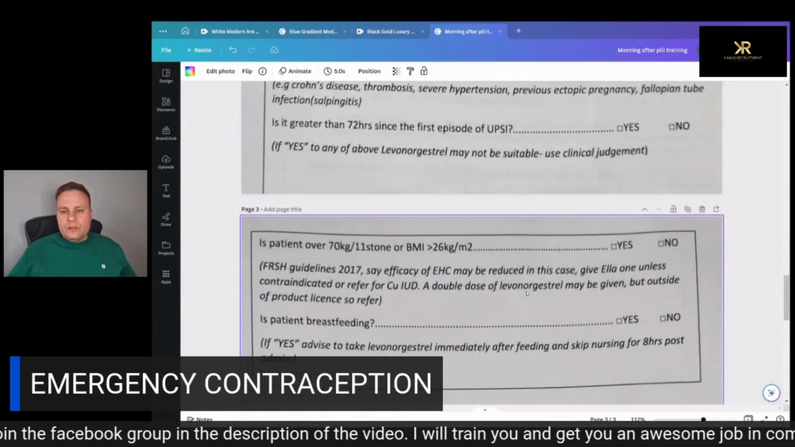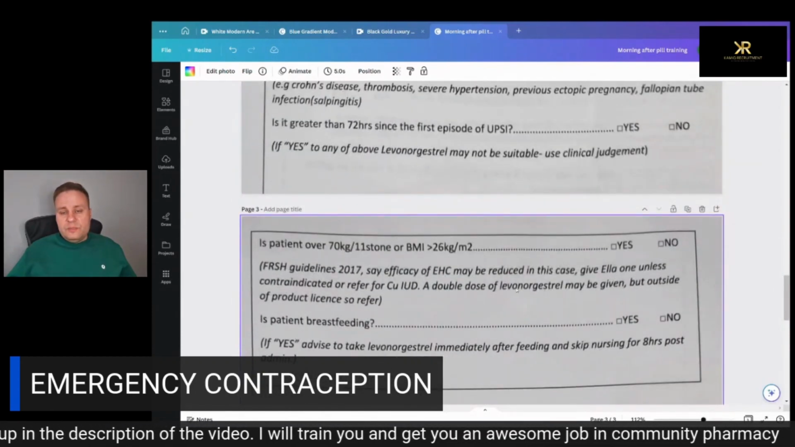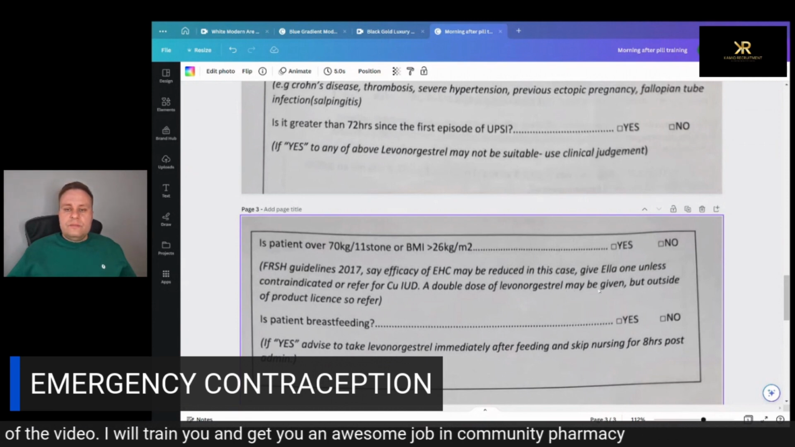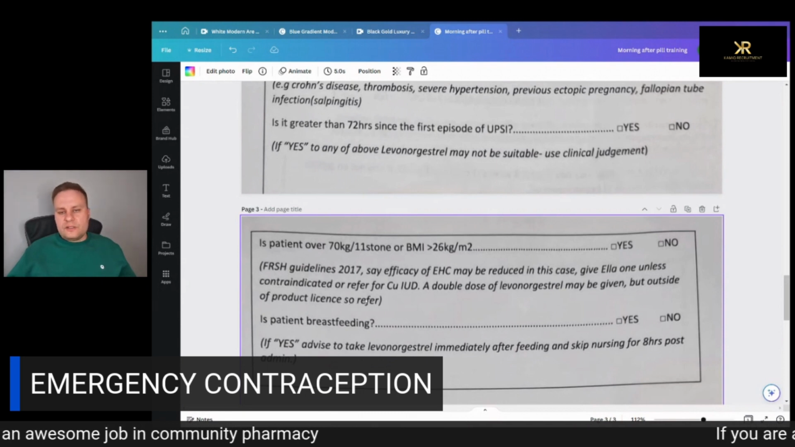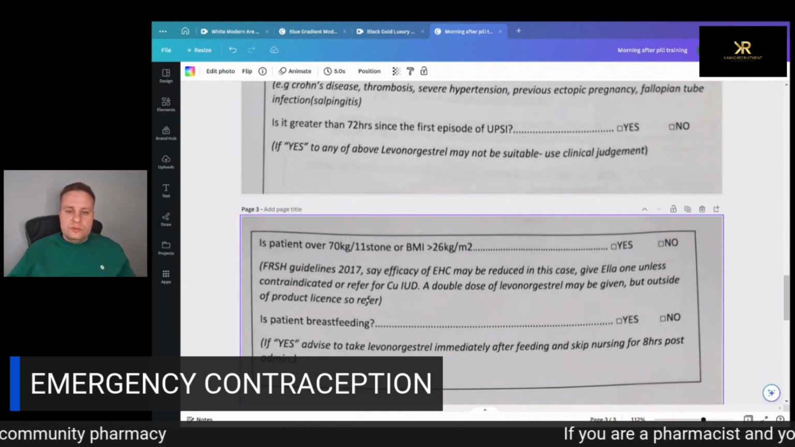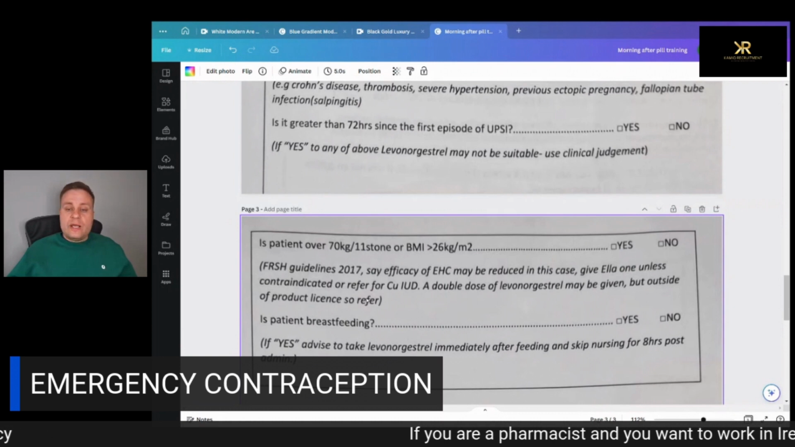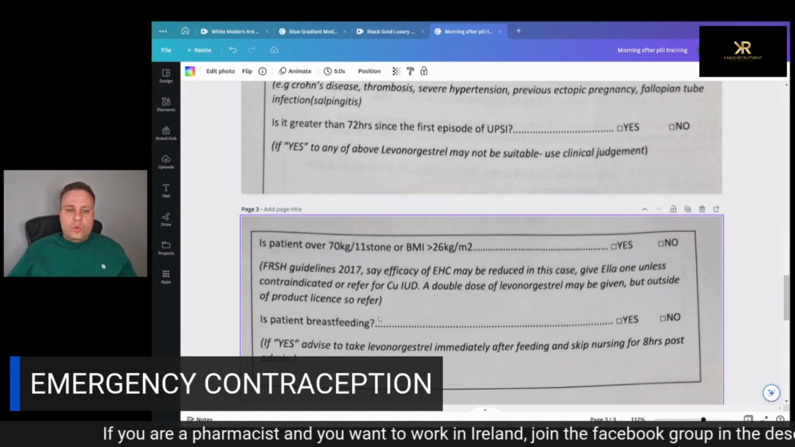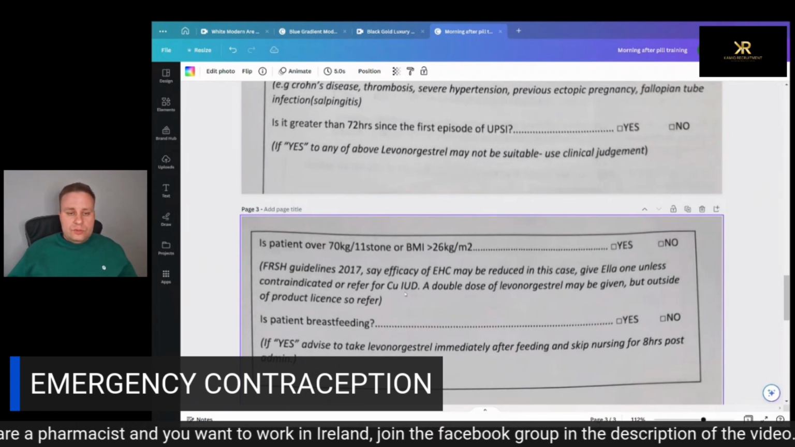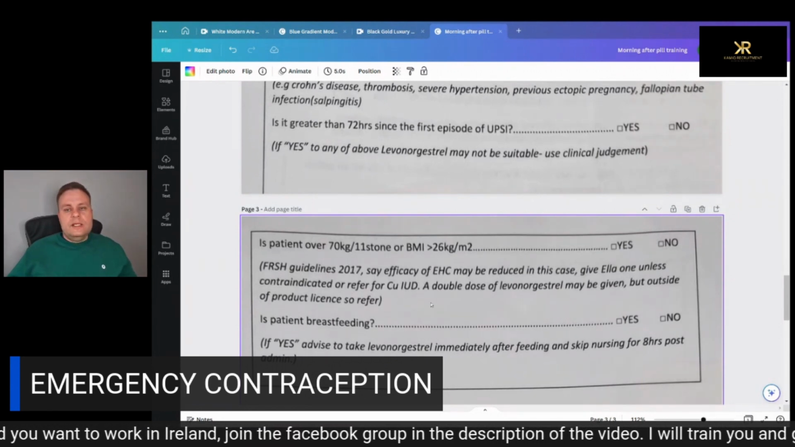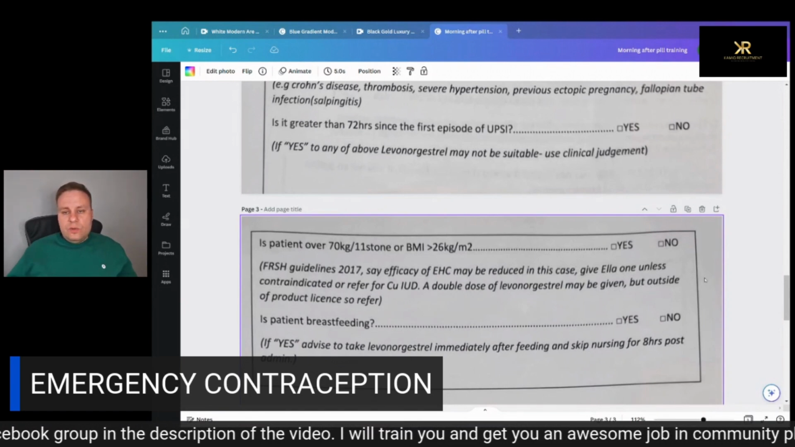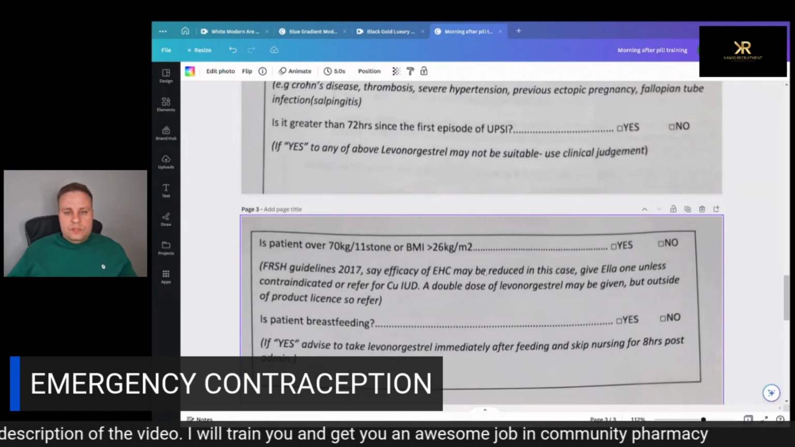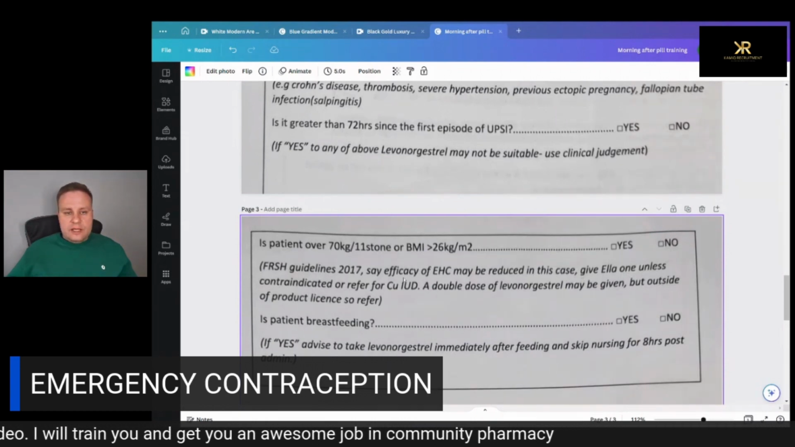The patient could be given a double dose of it, but since this is outside of the product license, you have to refer to the doctor, because the doctor has the authority to prescribe her a double dose of Prevanel. Or the doctor could decide to go for the coil, or you could dispense the Ella-1, but you have to be satisfied that it's not contraindicated.